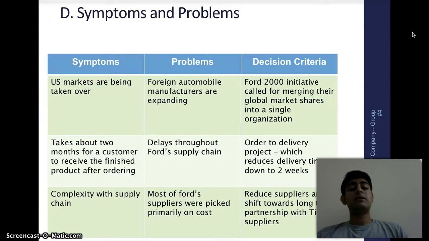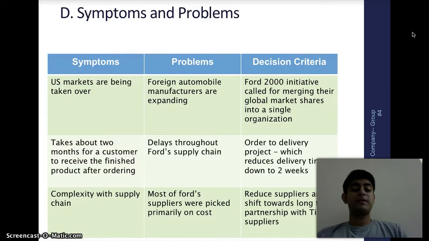And the order to delivery project was very helpful, which reduces delivery time to 15 days. And the third symptom is complexity with supply chain. Again, Ford has problems with the supply chain. It's not very efficient in the eyes of the customers because customer service is really very important for a company so that they can lead the market.